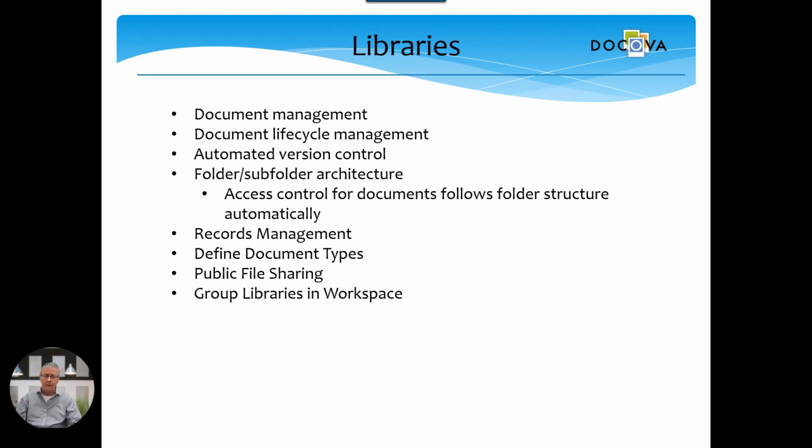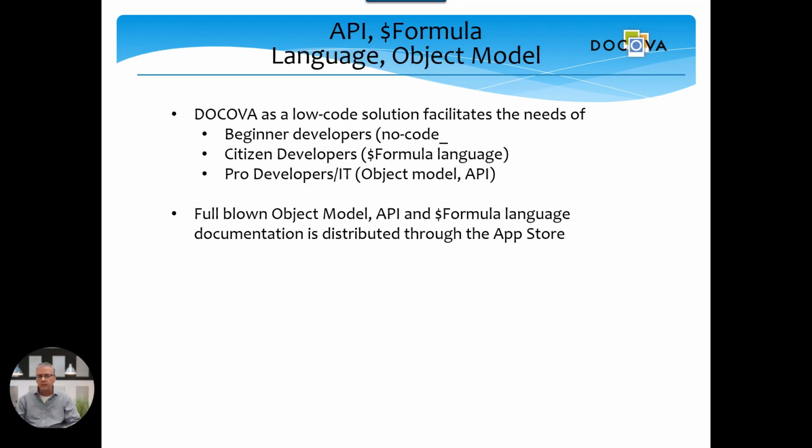Okay, libraries. So DOCOVA has this concept, so we have applications and we have libraries. The reason why we have libraries is because we came from the enterprise content management world. And so we know a lot about document management, our document management capabilities, the document lifecycle, automated version control, folders and subfolder structure, records management, your ability to define document types, your ability to push public file sharing, and so on. So we have a rich document management interface in DOCOVA.